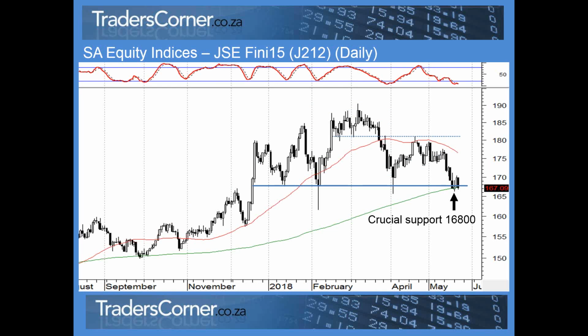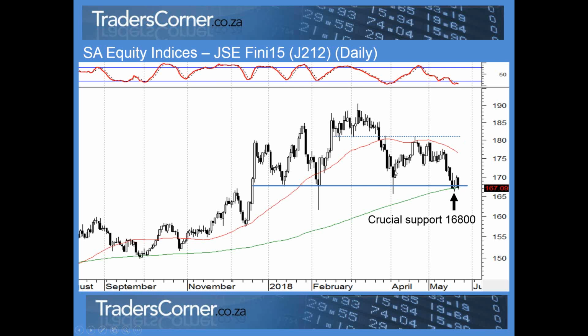All right, then this is the financial index, the FINI 15, so it contains banks and insurance companies predominantly. Here you've got a critical support area at 16,800. That's a lateral support zone. It's also where the 200-day moving average comes in, as you can see over there. That's that green line. Last month on the webinar, I said watch the 18,200. That would be resistance, and it held perfectly where that dotted line is, and it's come down and it's now retesting the lateral support here.